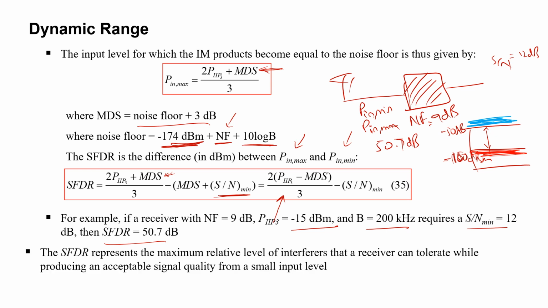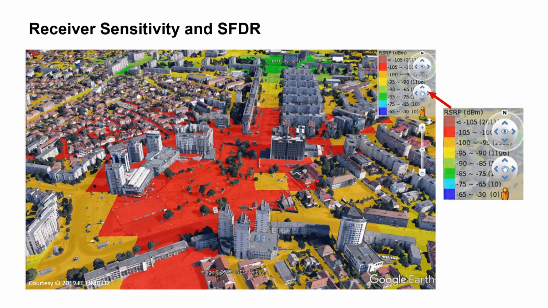The SFDR represents the maximum relative level of interference that a receiver can tolerate while producing acceptable signal quality from a small input level. So here is a figure of a power level spectrum placed on a city floor, in which multiple colors represent different power levels that are received by mobile phone receivers.